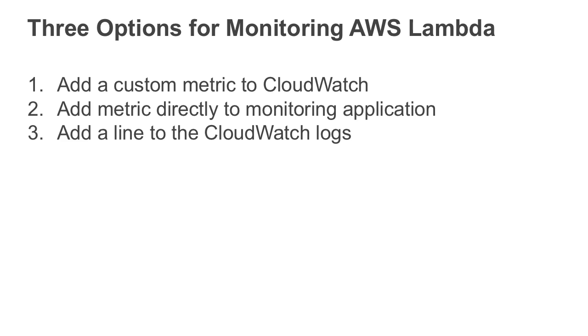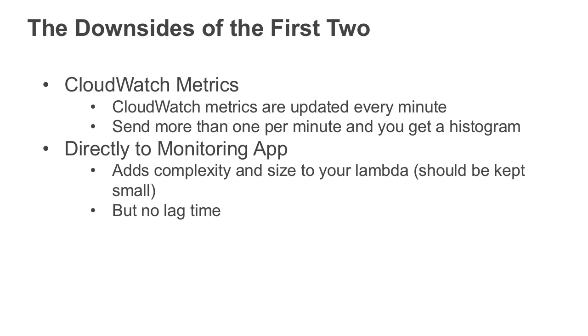And so there are 3 options for monitoring your Lambda function. The first thing we would do is add a custom metric to CloudWatch. You could also add a metric directly to the monitoring application. Your application or your function would push a value directly to the monitoring application. You could also add a line to the CloudWatch logs. Each of these has some strengths and weaknesses, so let's take a look at those in more detail.